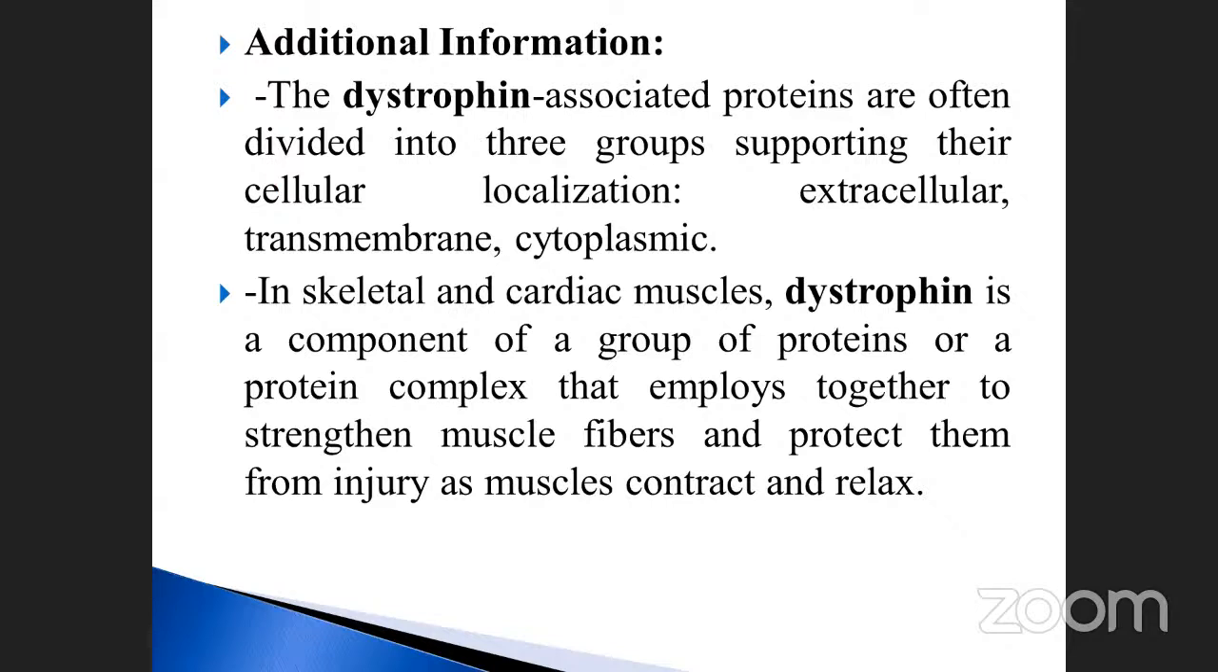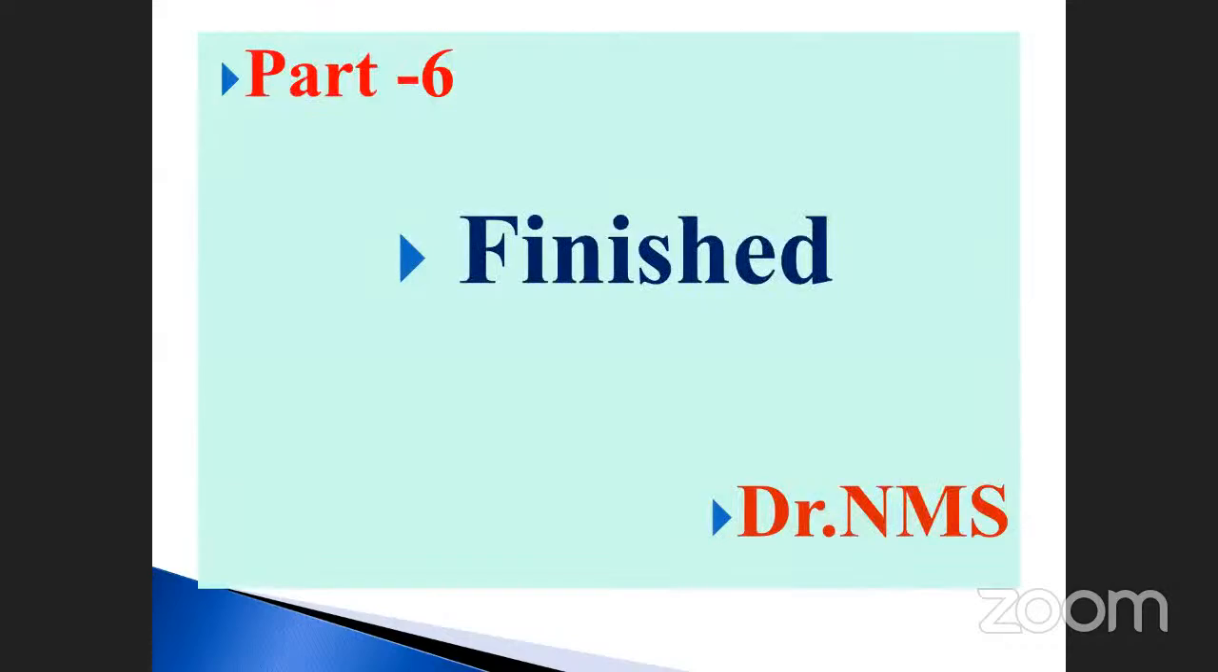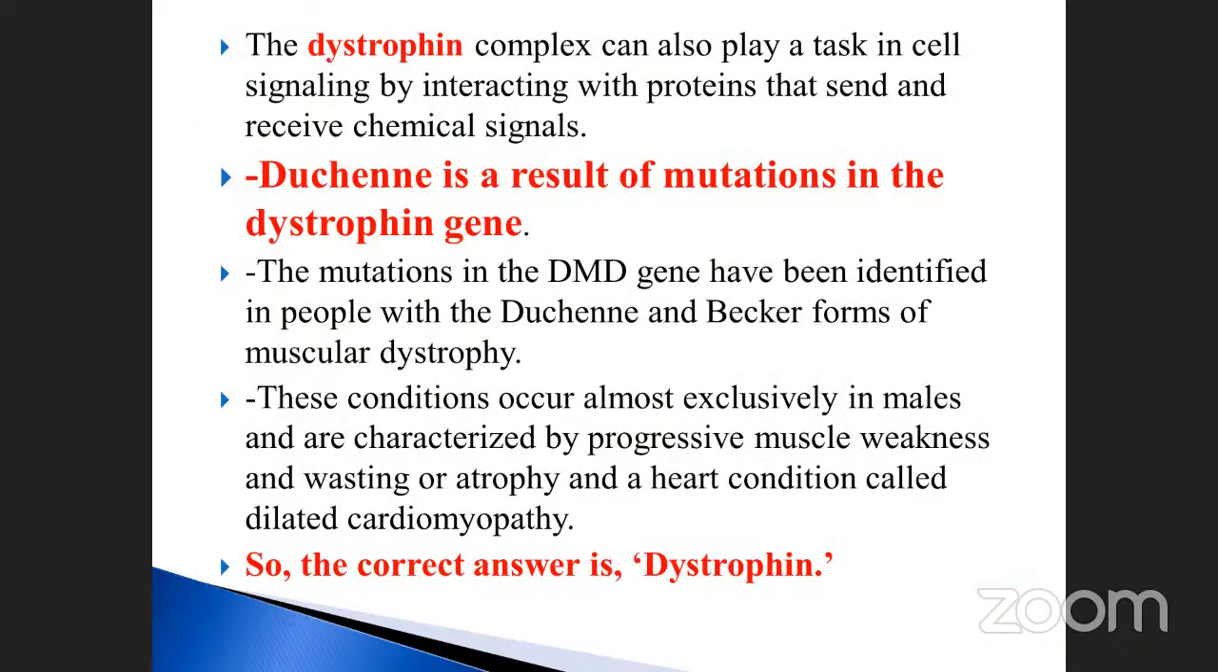See here, the dystrophin associated proteins are often divided into 3 groups according to their cellular localization: extracellular, transmembrane, and cytoplasmic. Just note it down. Which one is the largest gene in human beings? Dystrophin. Okay, so I think this part is finished, and the remaining things are also similar to this one, in the 7th part. I just gave a small intro only, then we will enter into the next class.